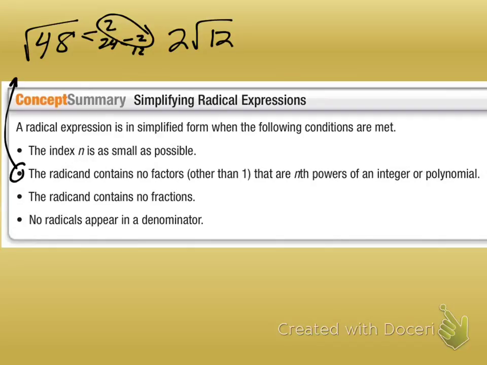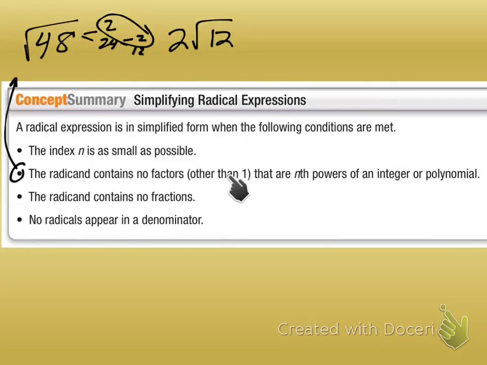Is that correct? Cody says no. Why not, Cody? Because you can keep going with 12. That's exactly what this rule says. If you can factor it, you got to factor it. That's what that means.